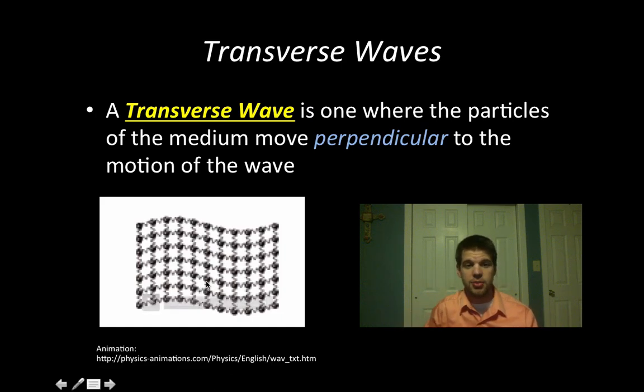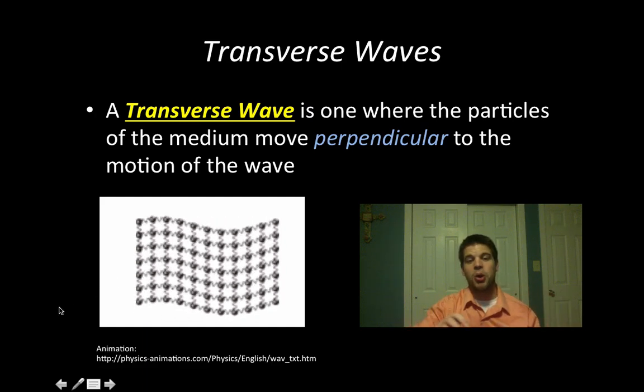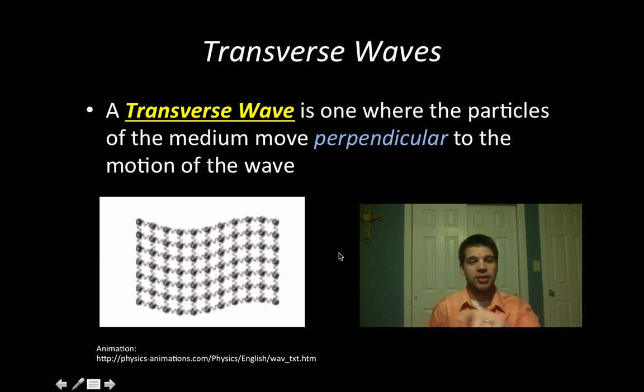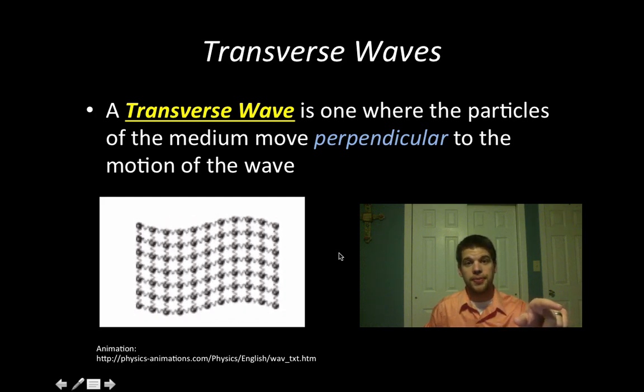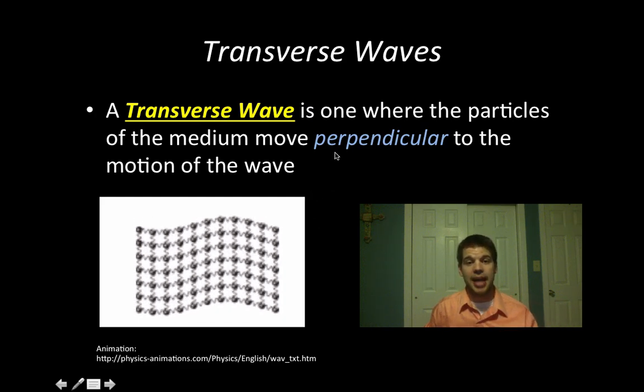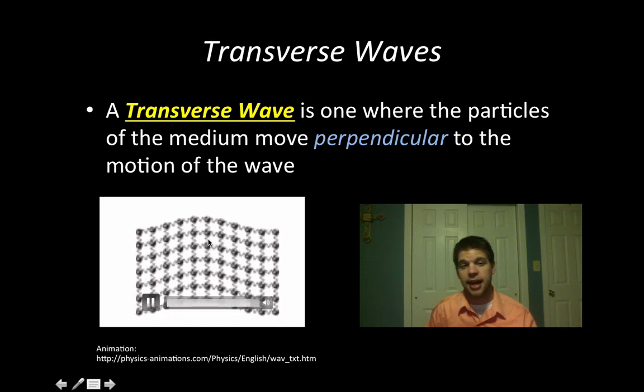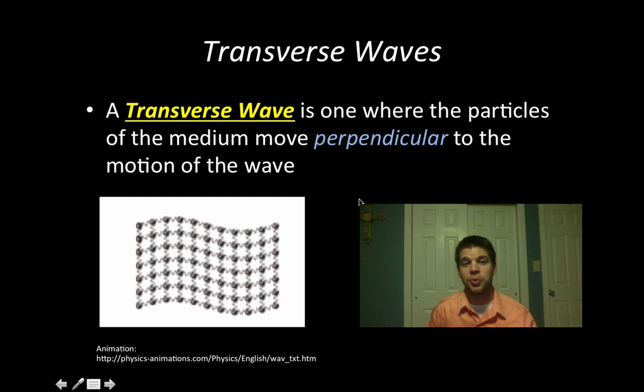So this is a small illustration of what a transverse wave might look like while it's moving. And so you see that there's particles that travel up and down, okay? And the actual wave itself is moving across, all right? And so that is that perpendicular motion we talked about. The particles move up and down, but the wave moves side to side, all right? And so that's what a transverse wave is.